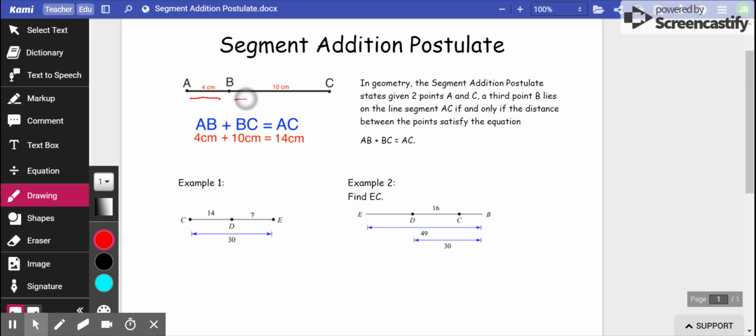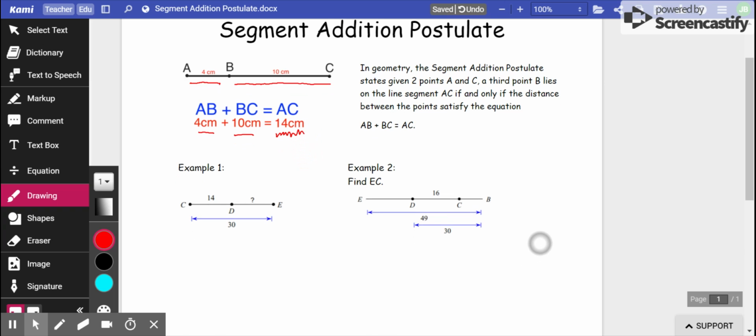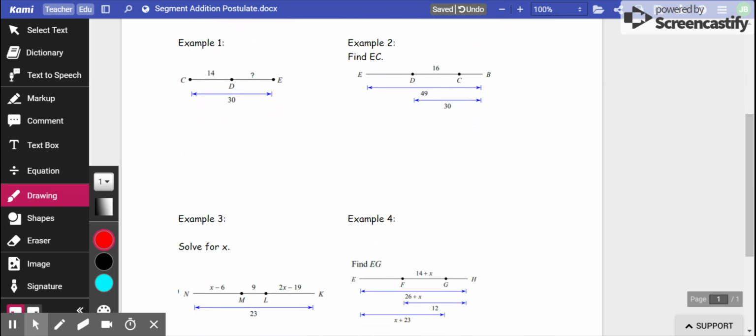Now, basically what the equation is trying to tell you is that if you have this segment, which is 4 centimeters, this segment, which is 10 centimeters, and if you add those together, does it give you the overall length of it? And yes, it does. Then the segment addition postulate does work. Let's take a look at some examples here, and we'll start simple and we'll get to some more difficult ones.